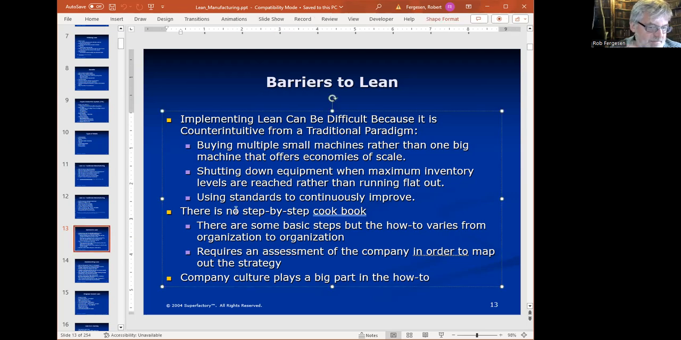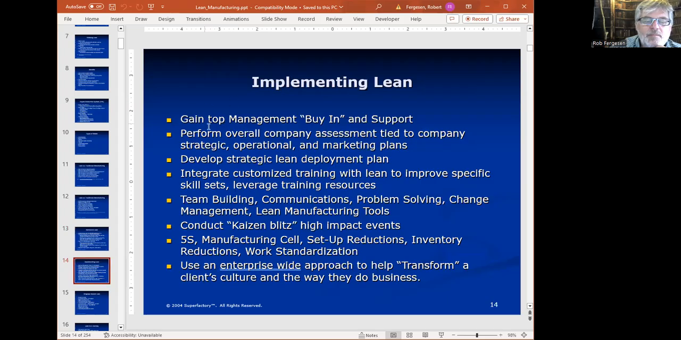This particular slide mentions there is no cookbook. Lean is a set of tools. It's a toolbox. It is not a cookbook. So I won't read through the rest of that. So how do you implement lean? Well, nowadays it's not too hard to gain management support because it is a well-established methodology.